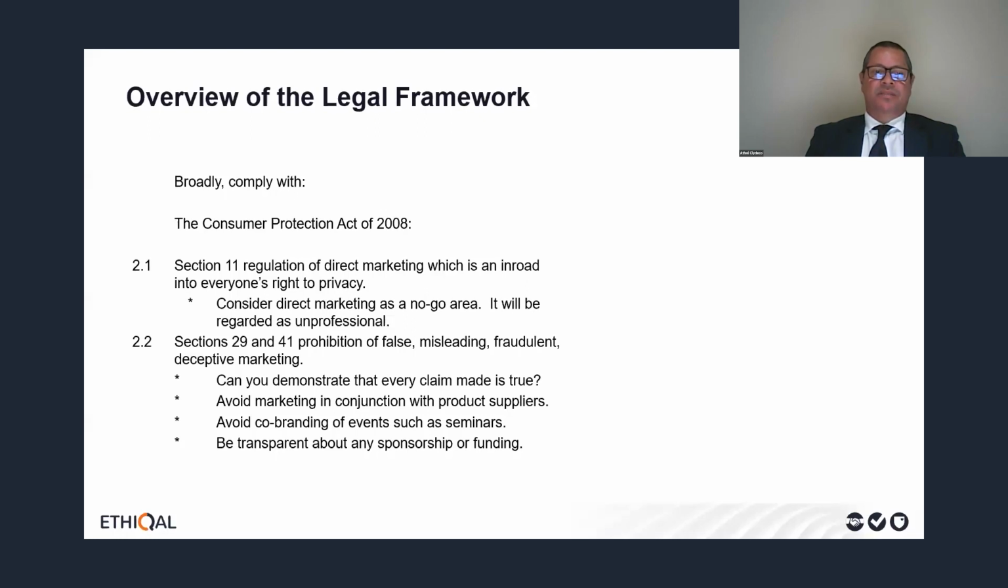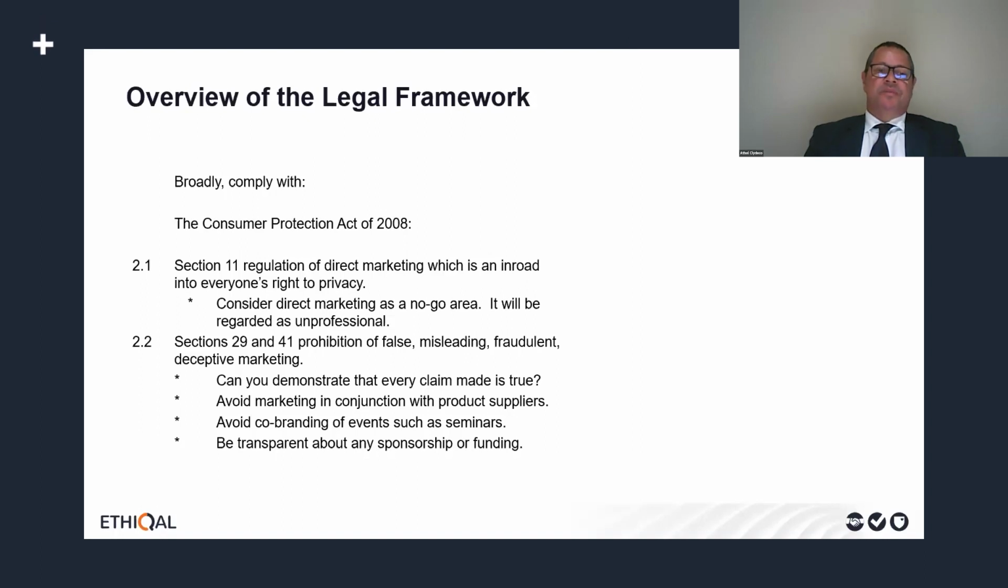Now, Section 11 of the CPA regulates what we've come to know as direct marketing, and it's also known as cold canvassing. It's recognized that this form of marketing creates a broad inroad into people's rights to privacy, which we also know is guaranteed by the Constitution. So from the perspective of ethical advertising in the professional sphere, I want to say to you that you should consider direct marketing as a no-go area. In almost all instances that I can think of, it will be considered as being unprofessional and unethical.